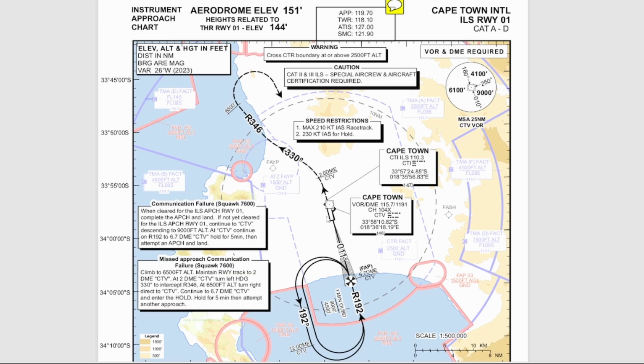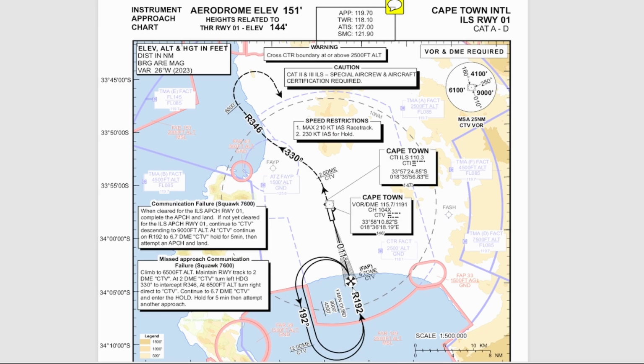So lots of things are going to happen here. While we are climbing, we monitor. As soon as we reach 2 nautical miles, we turn to 330 and select 346 as course. And once we intercept that course, we remain on it until we reach 6,500 feet, at which point we turn right and go direct to VOR CTV. Once we reach VOR CTV, we'll continue this way.